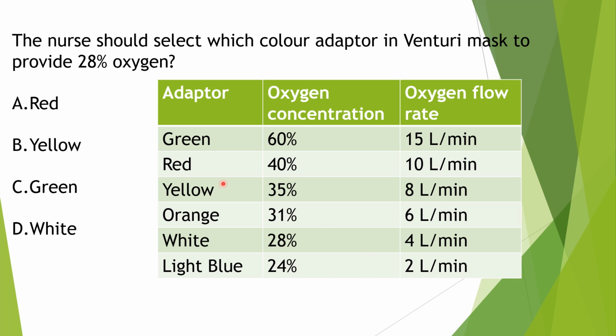So the answer for this question is white, which provides 28% oxygen concentration at 4 liters per minute. I hope you understood this answer.